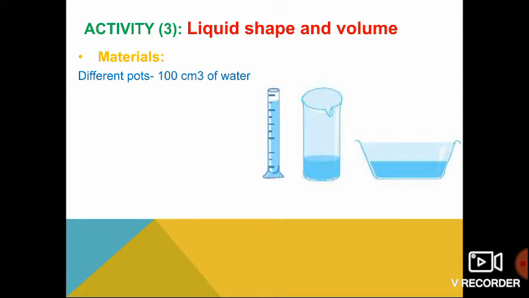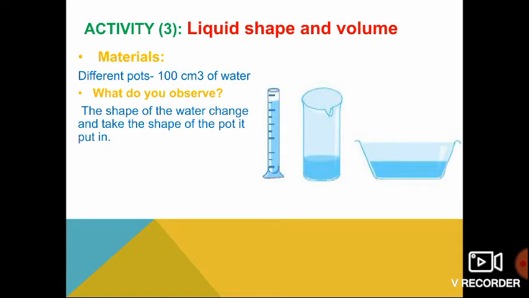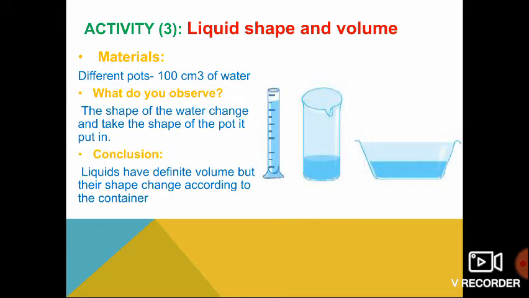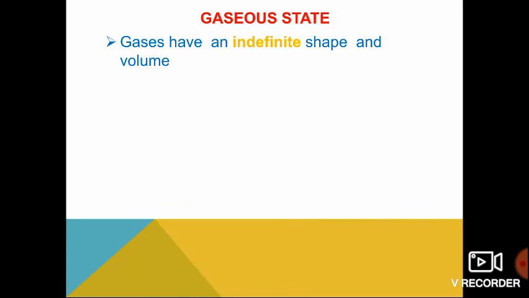We have three different pots and 100 cubic centimeters of water. We will put 100 cubic centimeters of water in each pot. We will observe that the shape of the water changes and takes the shape of the pot it is put in. The shape changes according to the container, but the volume is still the same. So our conclusion is liquids have definite volume, but their shape changes according to the container they are put in.